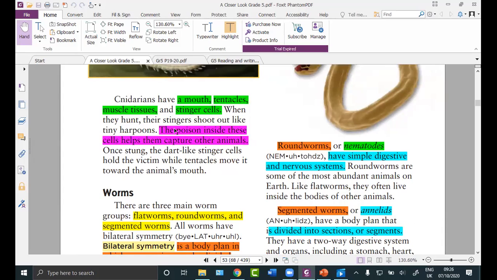Cnidarians have a mouth, tentacles, muscle tissues, and stinging cells. When they hunt, their stingers shoot out like tiny harpoons. The poison inside these cells helps capture other animals. Once stung, the dart-like stinging cells hold the victim while tentacles move it toward the animal's mouth.